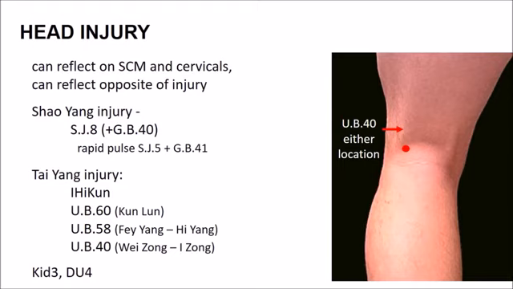For Taiyang zone injury, use Ehikon, which is UB60 needled against the flow of the channel, UB58, and UB40, which is really UB39 or UB58, in which case needle it towards the center of the popliteal fossa. Ehikon is an acronym for the point names UB40, Weizhong, or Izhong, hence the E in Ehikon. Hi stands for Feiyang, or Hiyo in Japanese, and Kon stands for Kunlun, UB60.